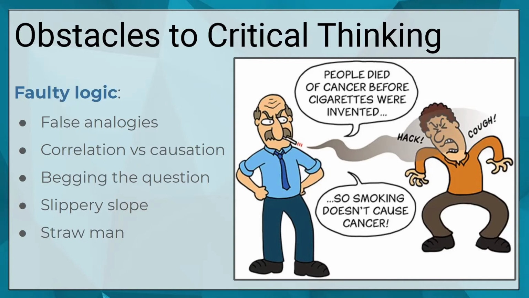The next faulty logic perhaps would be the difference between correlation and causation. Correlation indicates a strong connection between two subjects, two phenomena. Causation means there's a cause and effect relationship. Sometimes they're confused, but there's a difference between these terms.